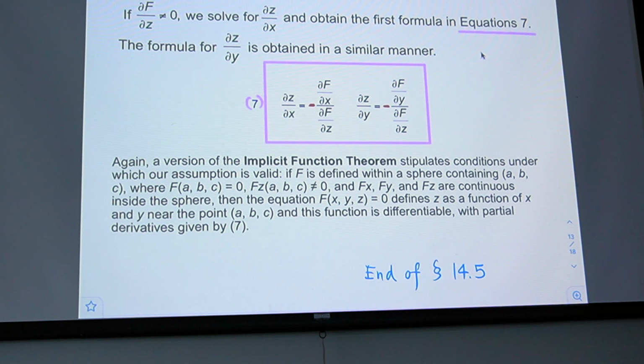Again, a version of the implicit function theorem stipulates conditions under which our assumption is valid. If F is defined within a sphere containing (a, b, c), where F(a, b, c) equals 0, F sub z of (a, b, c) does not equal 0, and F sub x, F sub y, and F sub z are continuous inside the sphere, then the equation F of x, y, z equals 0 defines z as a function of x and y near the point (a, b, c). And this function is differentiable with partial derivatives given by equation 7.